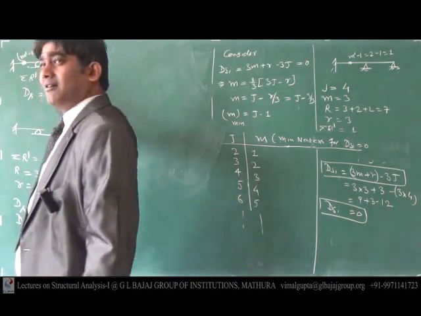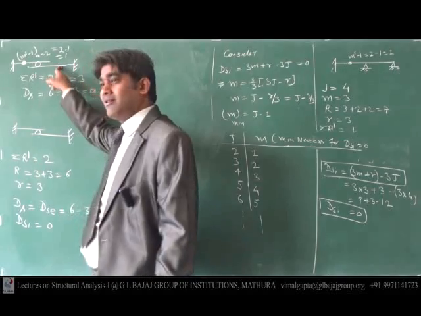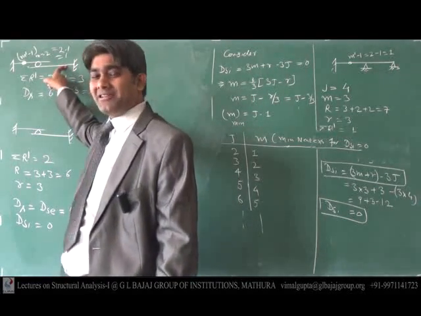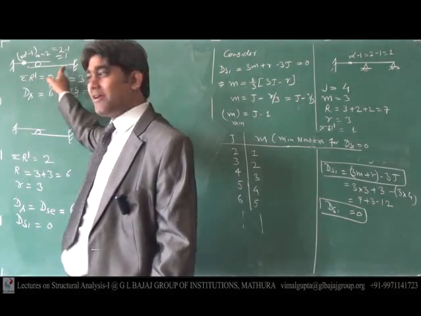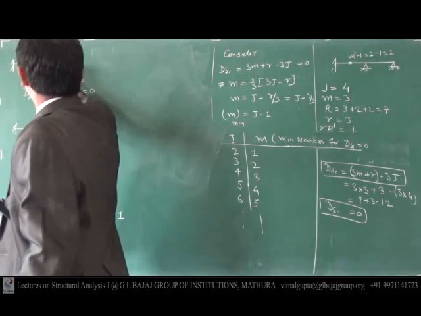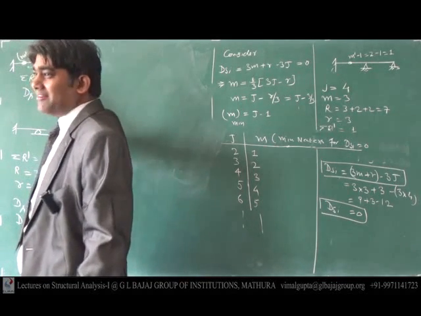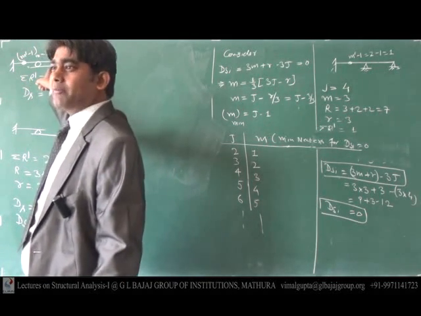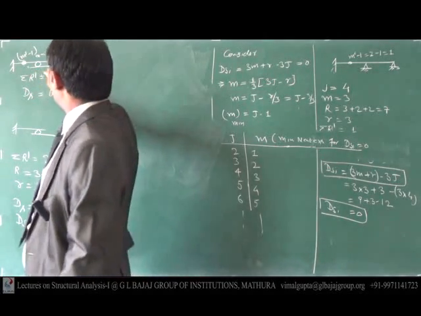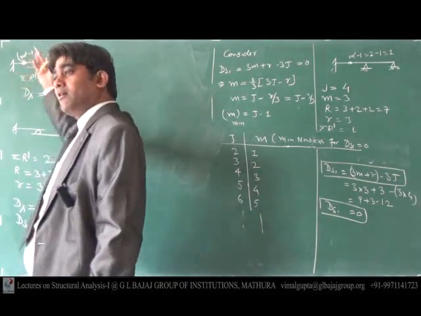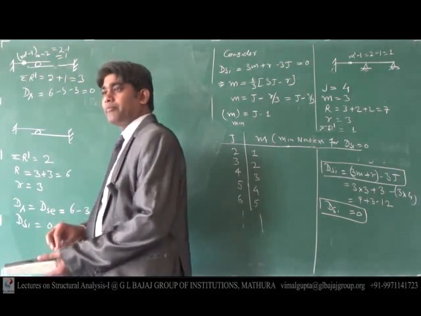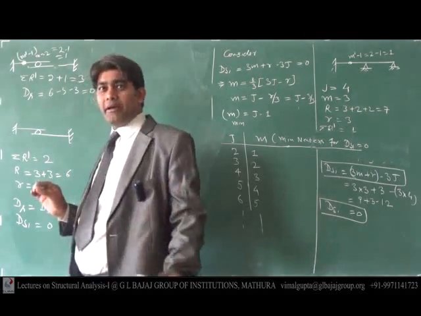Means this is the beam which is just stable externally, just stable. If you provide further hinges, then it will be unstable. So it is not possible to provide any more number of internal hinges. Clear to everybody? Very simple.